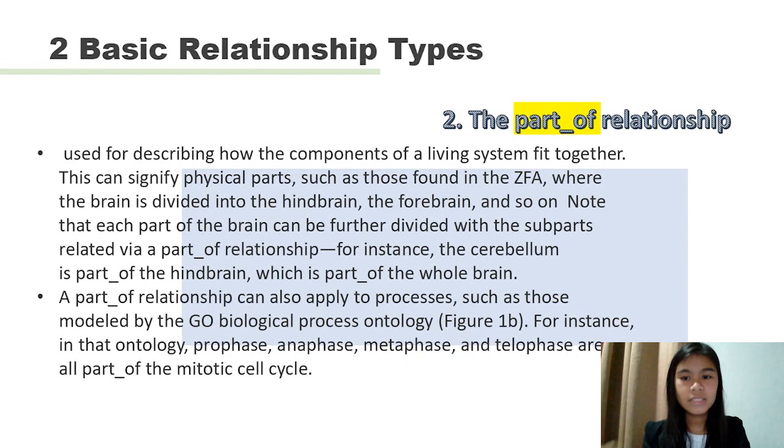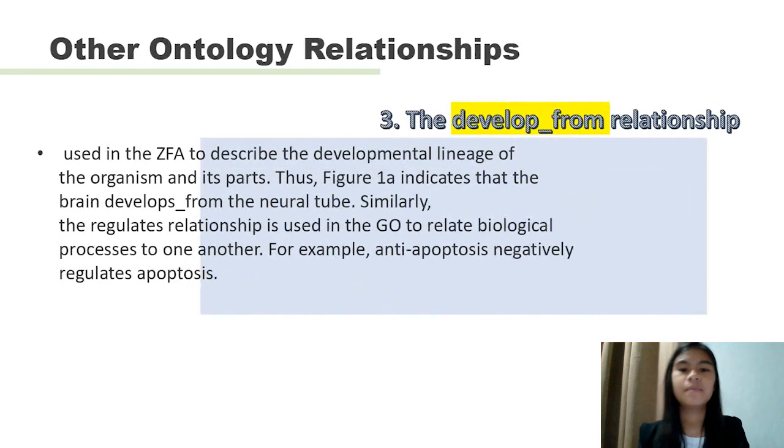Another example of the part-of relationship also applies in the gene ontology. For example, in the ontology, prophase, anaphase, metaphase, and telophase are all part of the mitotic cell cycle.